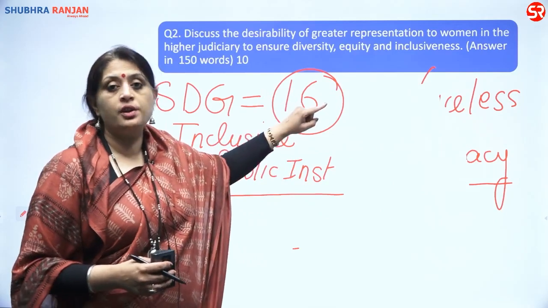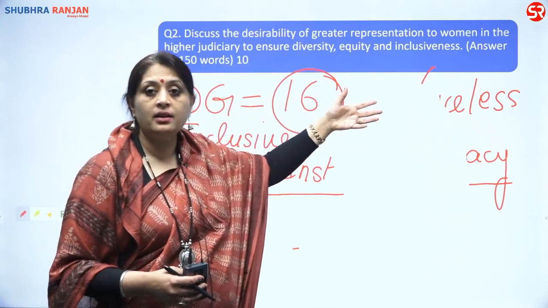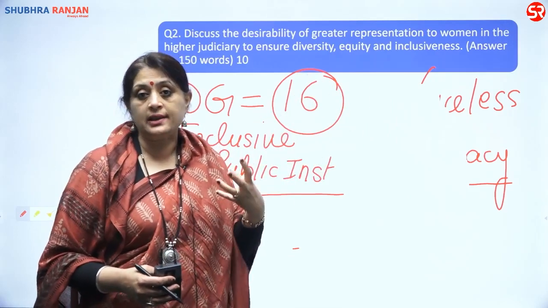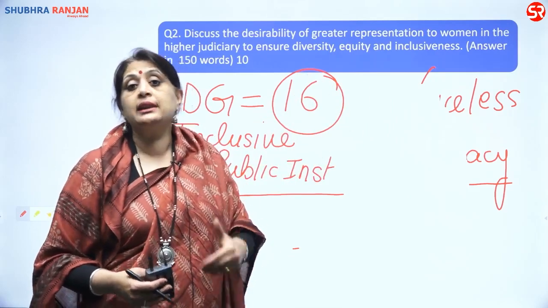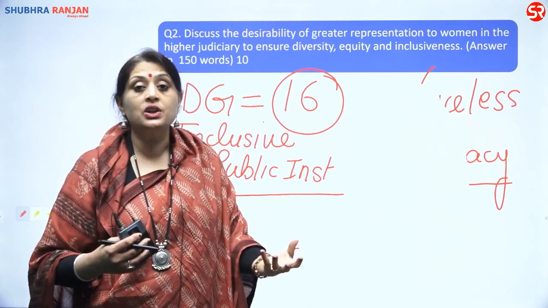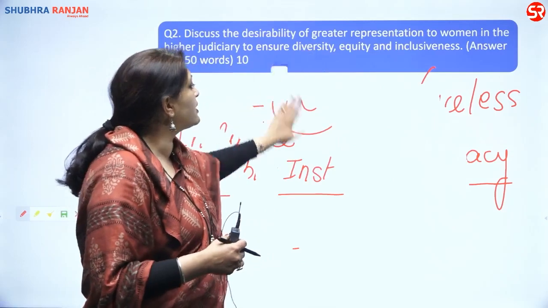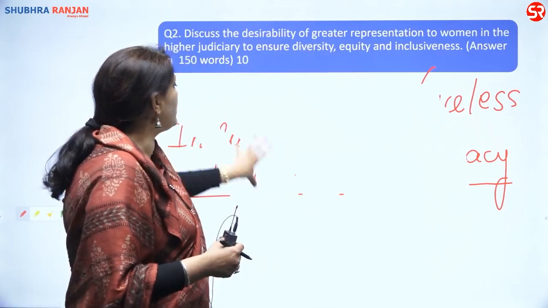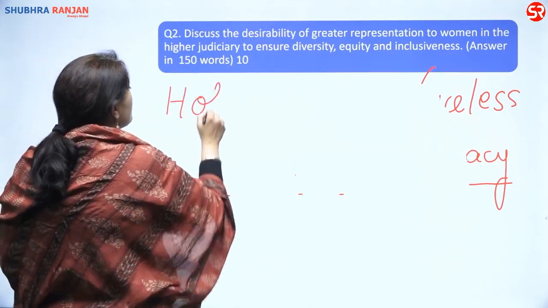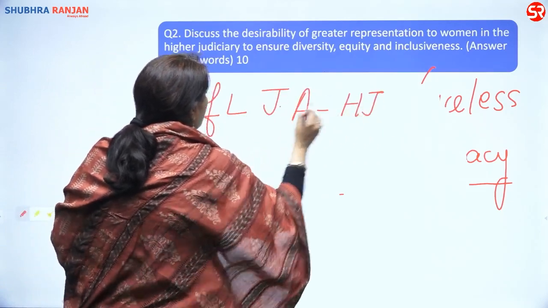Fine. So first you have to, in your answer, show the importance of judiciary. Second, you have to show why diversity, equity and inclusiveness is going to be a virtue. And then if you are aware of certain committees and their recommendations, you can mention it. So recently there has been the House of Lords Committee on Judicial Appointments in Higher Judiciary in Britain, which also mentions the need.